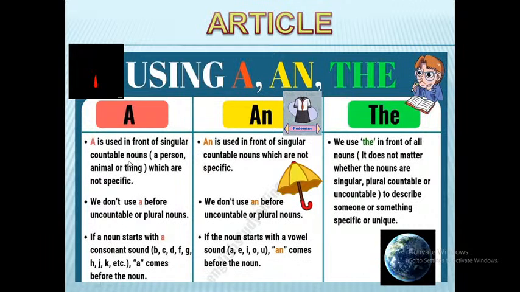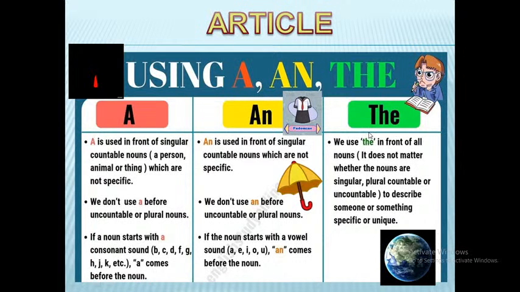There are further rules about the use of a and an that we will discuss in the next slide. Now let's see the usage of the. We use the in front of all the nouns, whether it is singular or plural, countable or uncountable. Only singular countable nouns are subject to the rule for the articles a and an, but for the, this rule is not applicable.